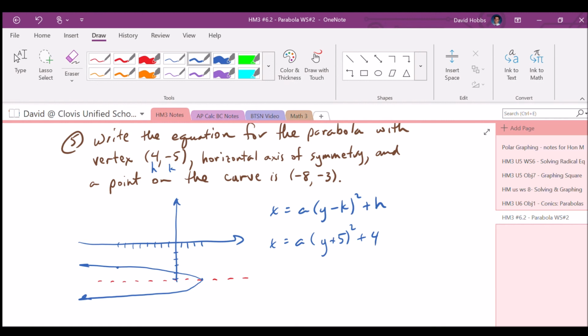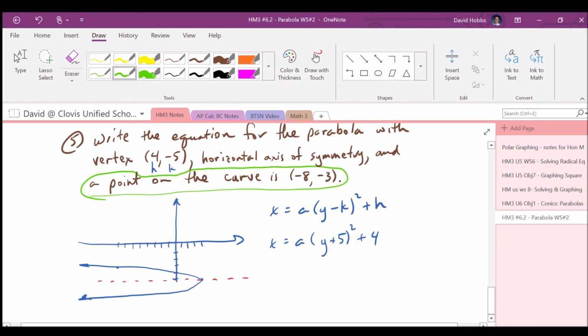Okay, so do we know the focal length? C. Nope. How can we do this? Well, don't forget that they gave us a point on the curve. Anytime they give you a point on the curve, it's an x and a y that must work in the equation. So we've been doing this sort of thing all year long so far. So negative 8 goes in for the x, a, and in for the y is the negative 3 plus 5 quantity squared plus 4.